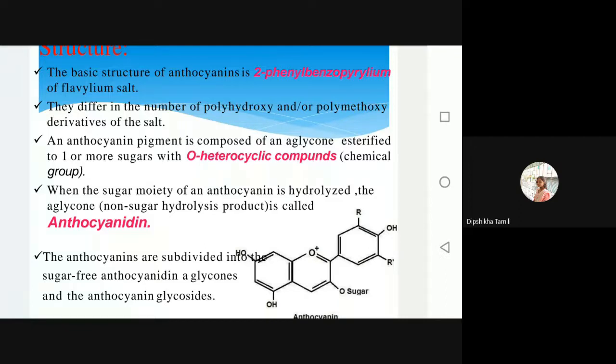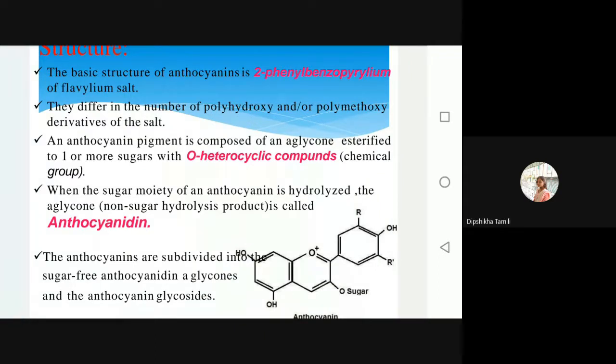Okay. So they differ in the number of polyhydroxy or polymethoxy derivatives of the salt. And anthocyanin is a pigment which consists of an aglycone which is esterified with the sugar, forming a heterocyclic compound. When the sugar moiety of any anthocyanin molecule is hydrolyzed, what we get is the aglycone. That is the non-sugar hydrolysis product, and it is known as the anthocyanidin.